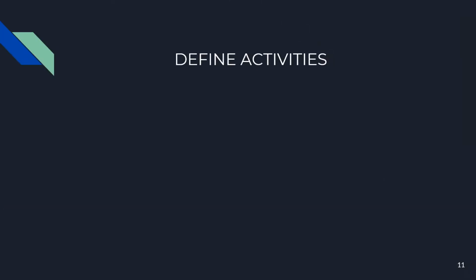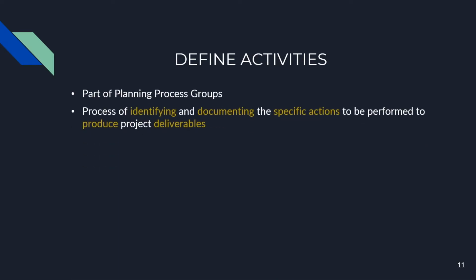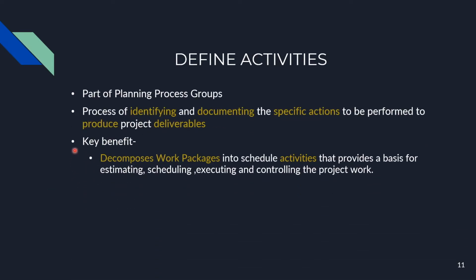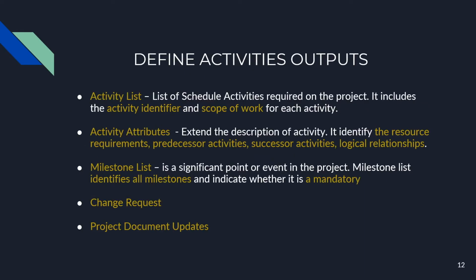The second process is define activities. For understanding the define activities process, keywords are: it identifies and documents the specific actions to be performed to produce deliverables. Key benefits are: it decomposes work packages into activities that will be the basis for future activities like estimating, scheduling, executing, and controlling the project work.